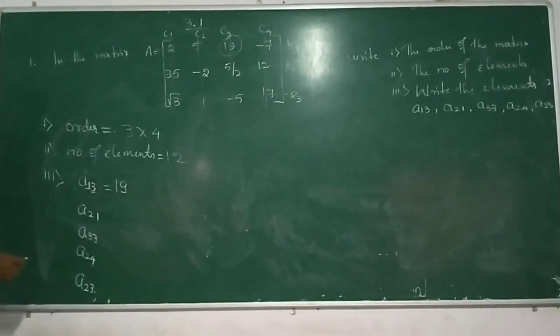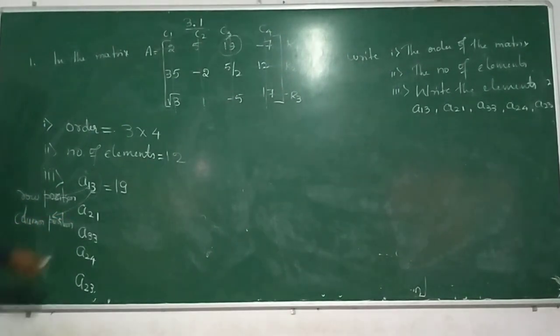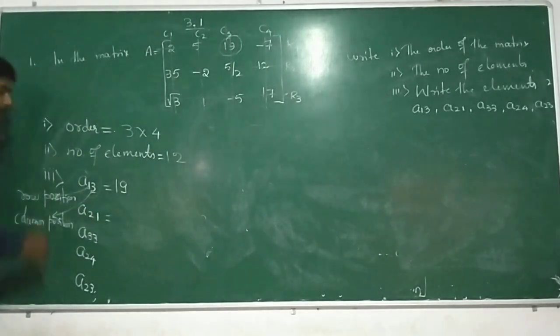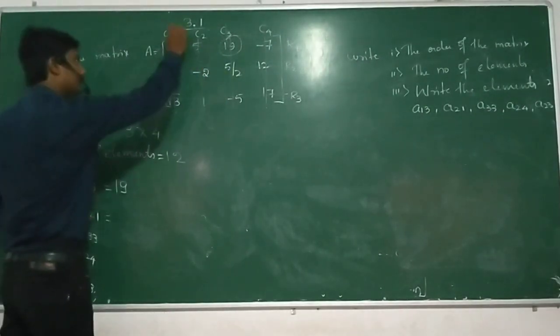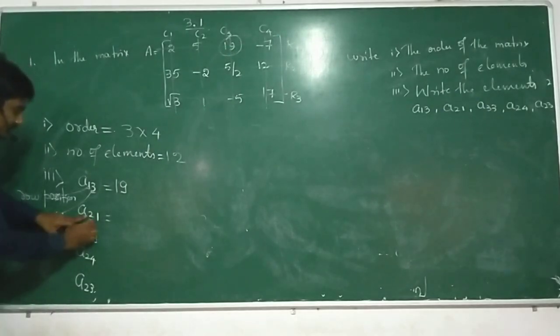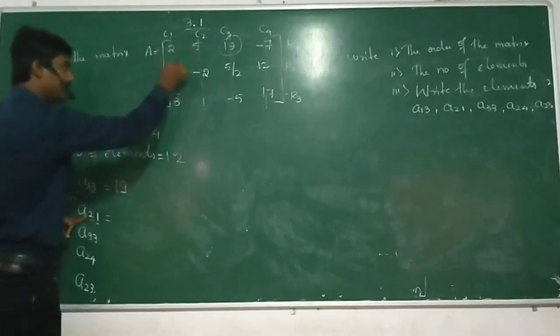You need to always remember the first subscript will tell you the row position, and the second subscript will tell you the column position. So if I ask you to write down element A21, what will you do? You will write down the element present at the intersection of second row, first column. See, A21, row position is 2, column position is 1. Second row, column 1. So which is that element?